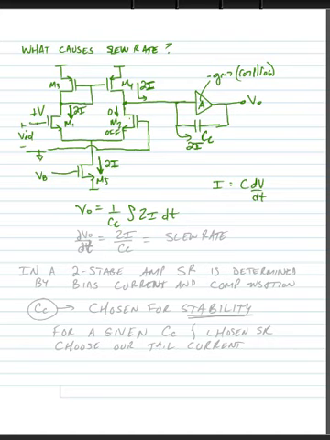So if we take the derivative of both sides, we can write that dV out/dt is equal to 2I divided by CC. So this is equal to our slew rate. Now in a two-stage amplifier, slew rate is determined by the bias current that we have flowing through M5 and the capacitance and nothing else.